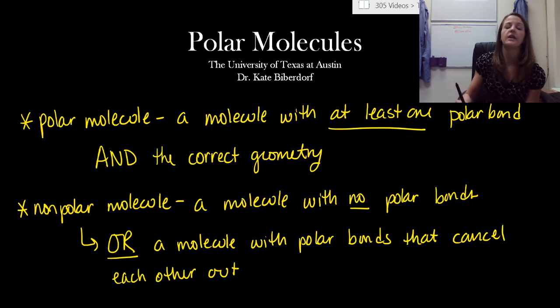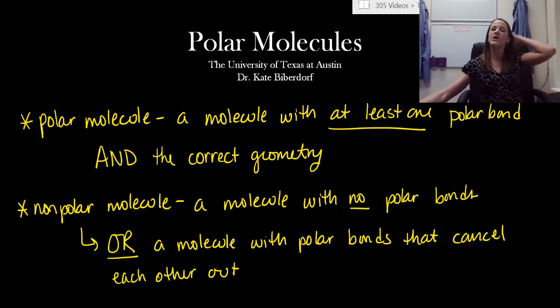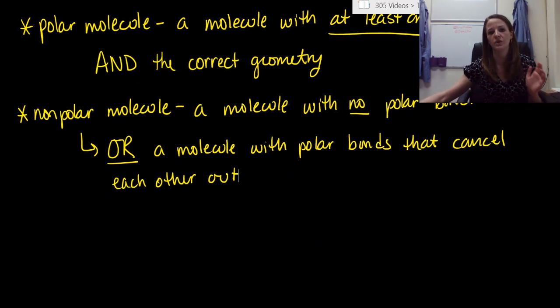So what you should hear right here is that it can be a little bit difficult to determine whether or not you have a polar molecule. Because in order to have a polar molecule, you have to have at least one polar bond, and you have to have the correct geometry. But if you have a polar bond, that doesn't necessarily mean you're a polar molecule. You can be a non-polar molecule if you have a polar bond, as long as the polar bonds cancel each other out. The easiest one to determine is if you have no polar bonds, then you know for sure you have a non-polar molecule. So the best way to actually look at this is if we do a couple examples.